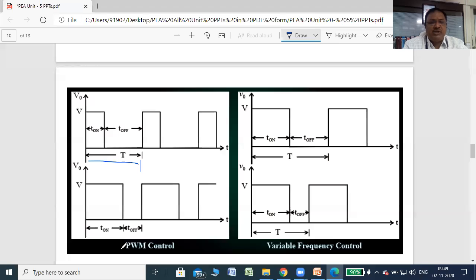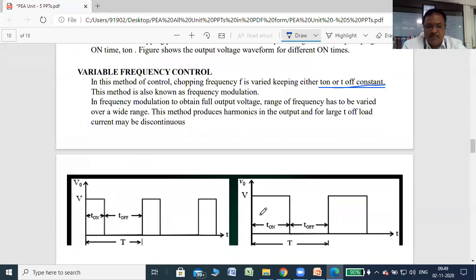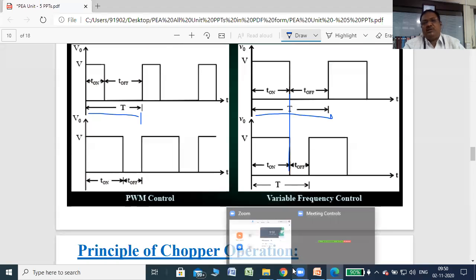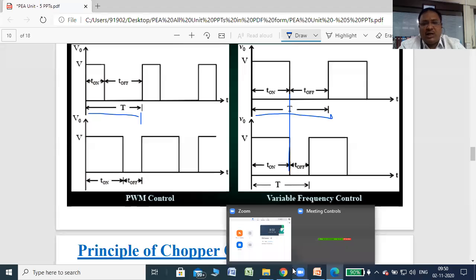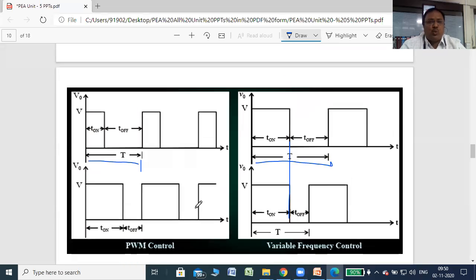And the second method, you can check here, is called variable frequency. Here the frequency changes. In this method of control, the chopping frequency F is varied, keeping either T on or T off constant. This is another method, right? By changing the frequency, either T on or T off is constant. See, T is changing. Here the T is like this, but here the T decreases. But on time is constant. See, on time is as it is. So keeping on time constant, the frequency changes. This is called variable frequency control, right?